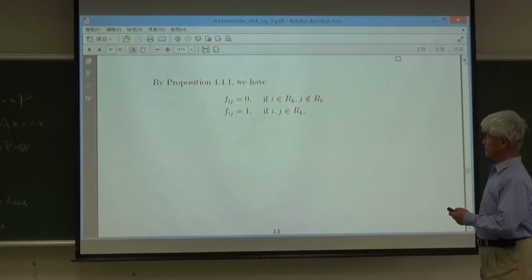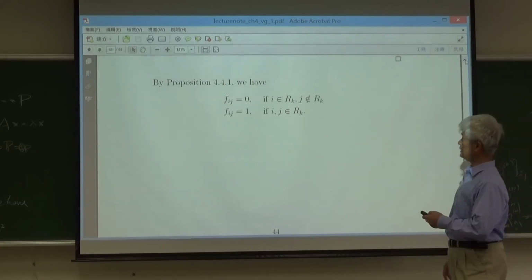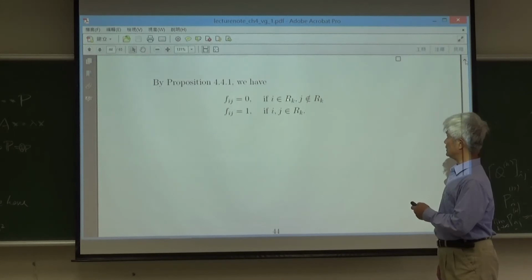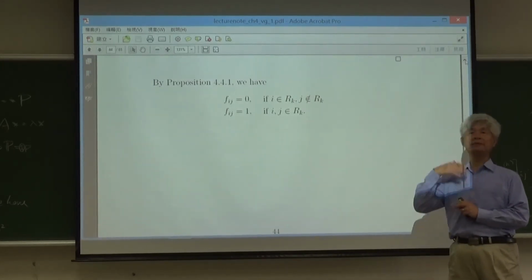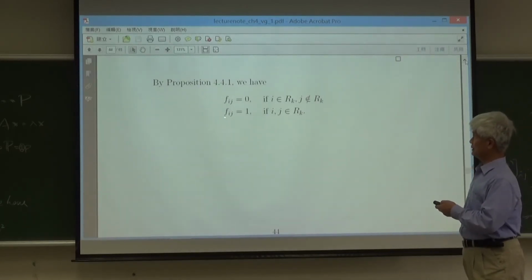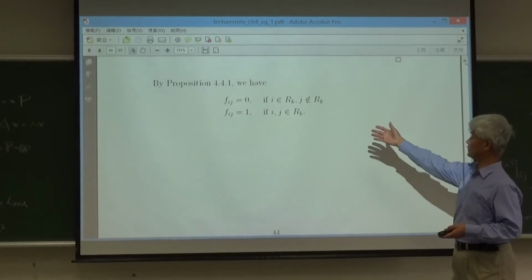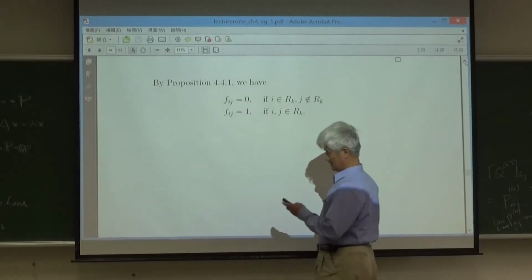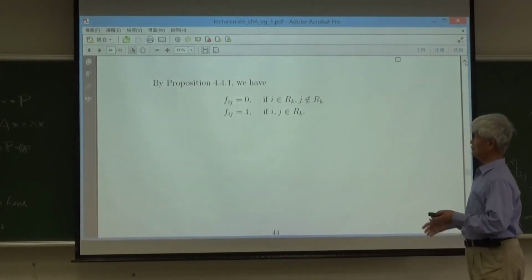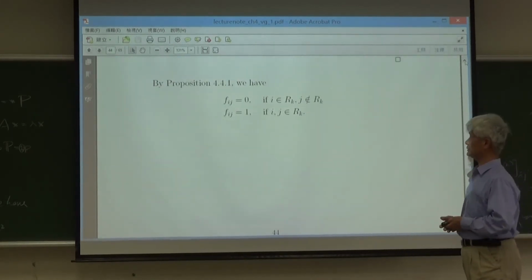Now, from proposition 4.4.1, we know that if i is in a recurrent class, but j is out of this recurrent class, then the first passage probability will be 0. You never go out. A state in here never goes out of its closed class. Right, so this must be 0. And if i and j are in the same recurrent class, then F_ij should be 1. So you have done everything, right? If you want to know the first passage probabilities, now you know everything already. Because the first passage probability is very important in the study of Markov chains.